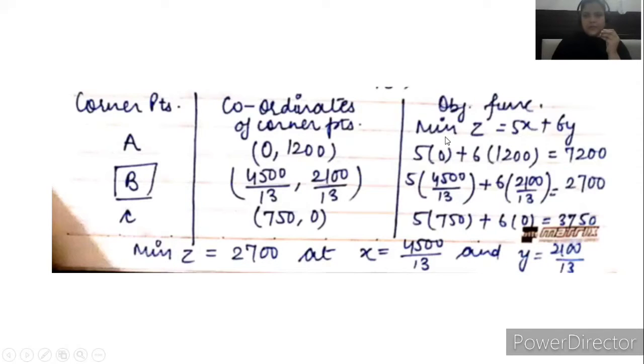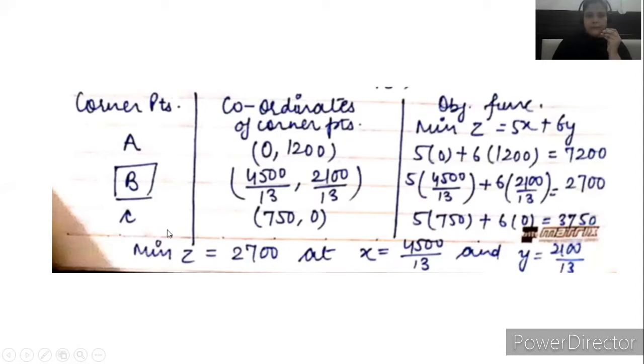Objective function is minimization of z equals 5x plus 6y. For point A, x is equal to 0 and y is equal to 1200. Then z becomes 5 into 0 plus 6 into 1200, which is equal to 7200. For point B, x is equal to 4500 by 13 and y is equal to 2100 by 13. Put the values of x and y in function z. We'll get the value of z is equal to 2700.